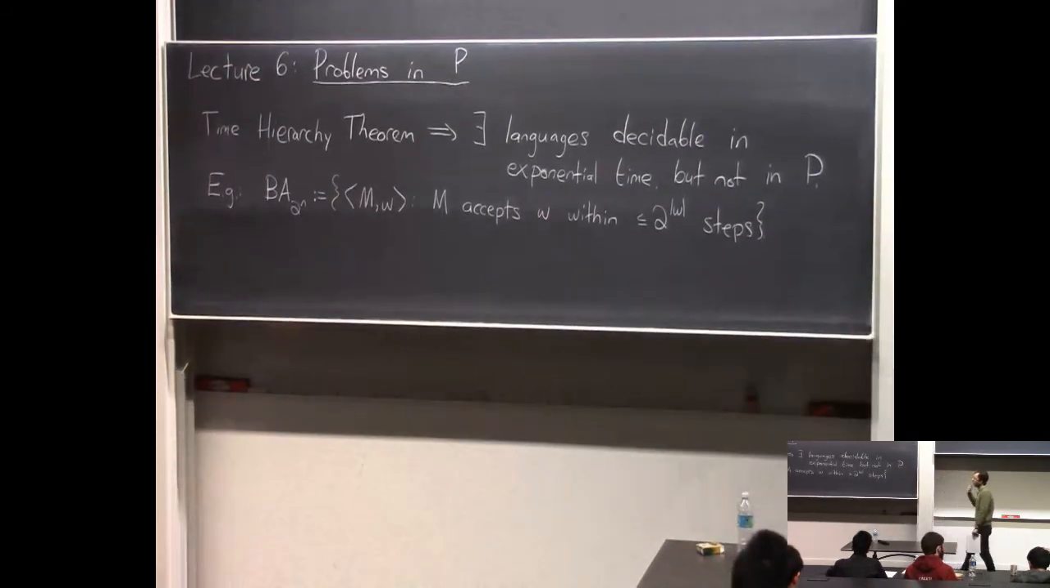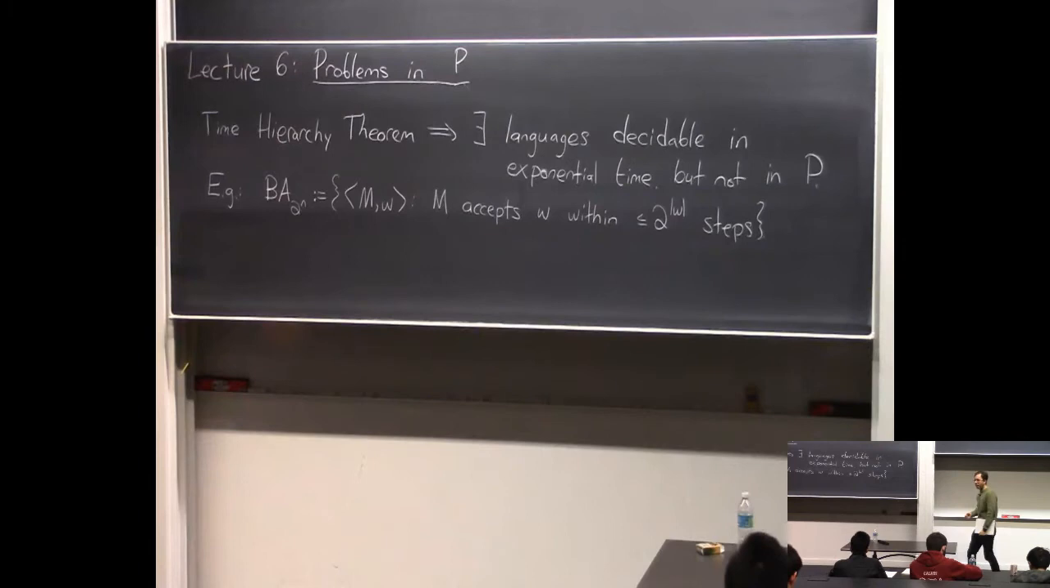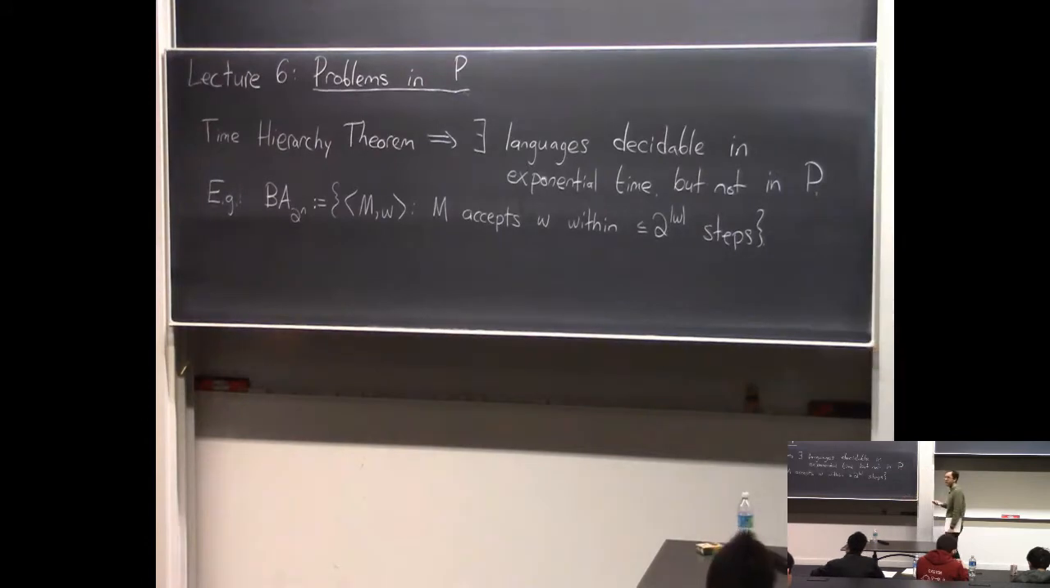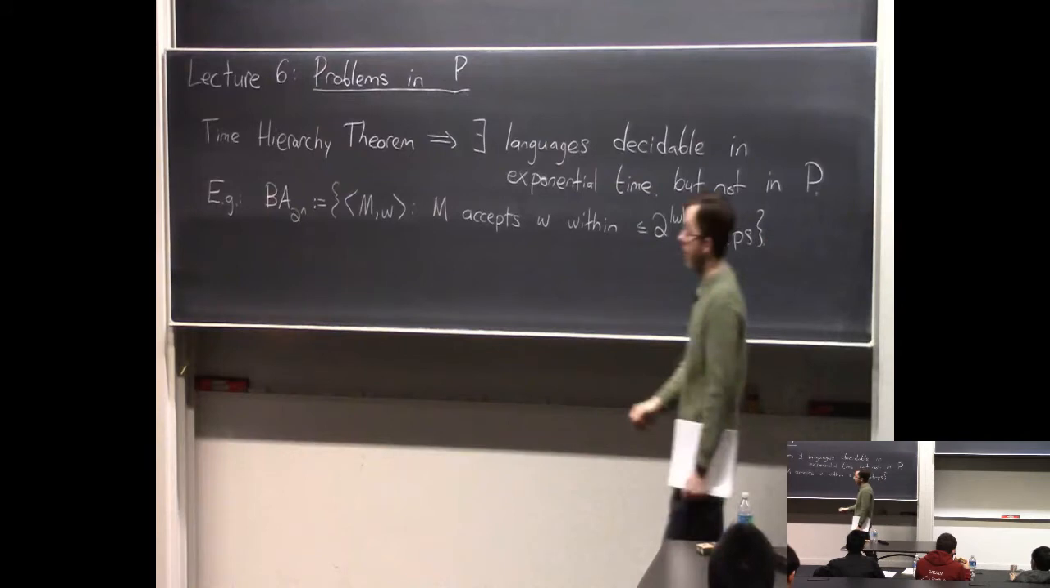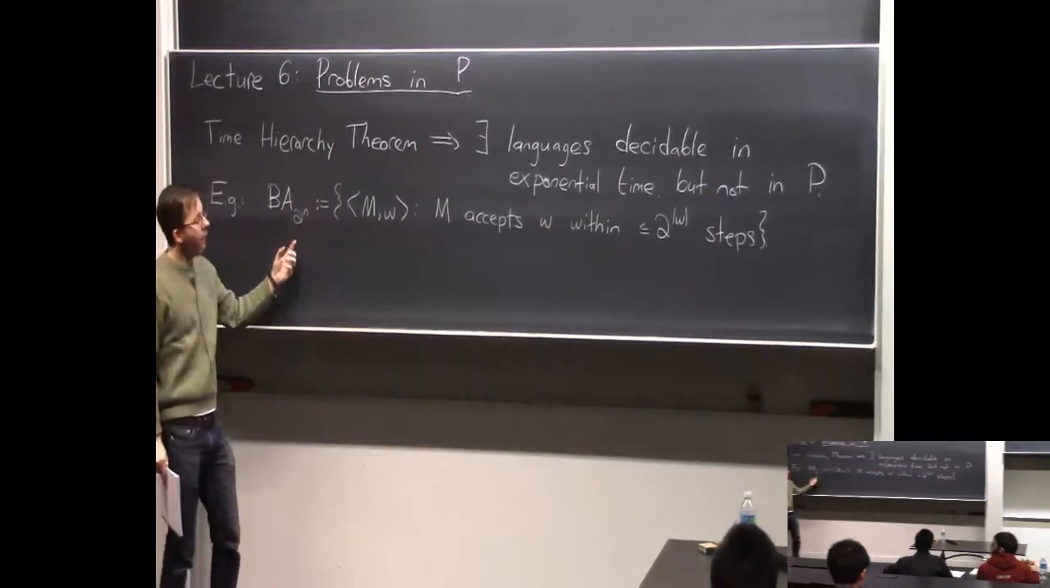And last time we spent a lot of time, we fixed a time bound n cubed, and then by working hard we found a language that couldn't be solved in a little bit less time, like n squared time, but it could be solved in a little bit more time, like n to the 8th time. And you could do the same proof with a time bound, let's say 2 to the n, and that's how you would prove this theorem.